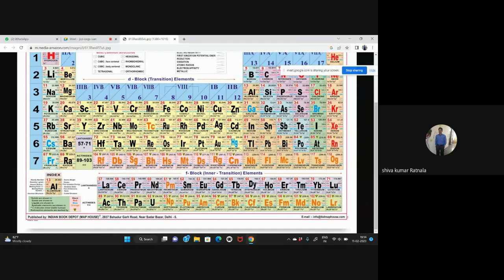These are called lanthanides and actinides. Actinides start from 90 to 103, lanthanides from 58 to 71. These are called F block elements, also inner transition elements. The D block is also called transition elements. This is the modern periodic table and how it is shown.